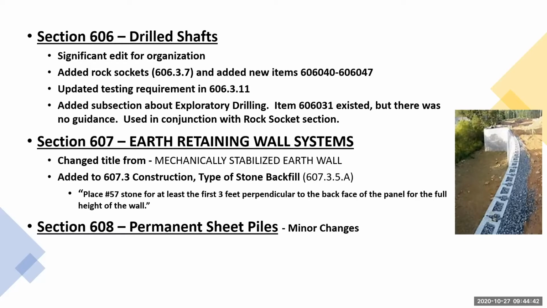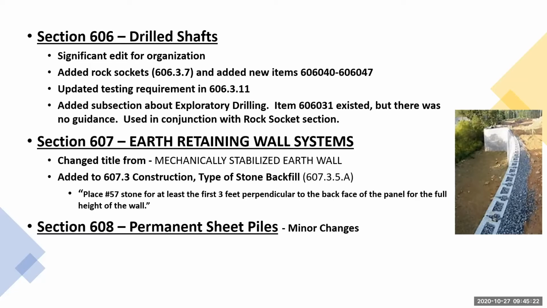Section 607, earth retaining wall systems. This changed the title. This was formerly known as mechanically stabilized earth wall, more general now. And one of the big things that was added here was the first 3 feet perpendicular to the back face of the panel for the full height of the wall. And this was something that we used to have problems with MSE walls. You would see a pile of fill in front of them, even with the fabric behind the walls. And the thought here is that with the 3 foot behind the wall, instead of using stone for the entire backfill, you use it there behind the wall to prevent losing that fill.